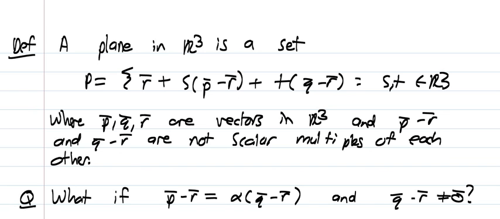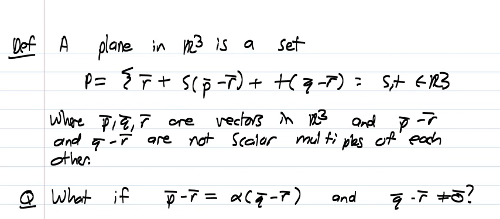Now, I can hear what you're thinking. Your first question is, why do we add that P minus R and Q minus R should not be scalar multiples of each other? Why is that part of the definition? Well, let's answer that question. What if P minus R is equal to a scalar multiple of Q minus R? Let's call that scalar alpha.